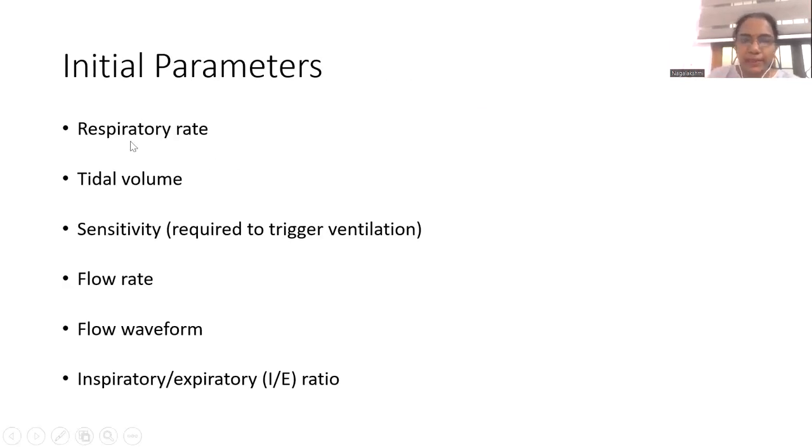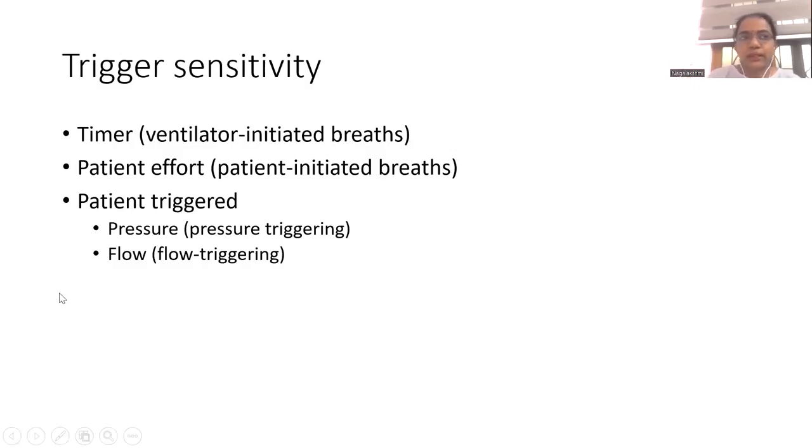So what are the initial parameters which we set up while starting the patient on mechanical ventilation? Those are the respiratory rate, tidal volume, sensitivity if the patient is put on partial ventilatory support, flow rate, flow waveform, and inspiratory to expiratory ratio. There are a few triggers. Triggers are the ones which start each breath. So what are those triggers? They can be either time triggered or patient triggered. Time triggered is the one where the ventilator initiates a breath, and the patient triggered breaths can be either flow triggered or pressure triggered.